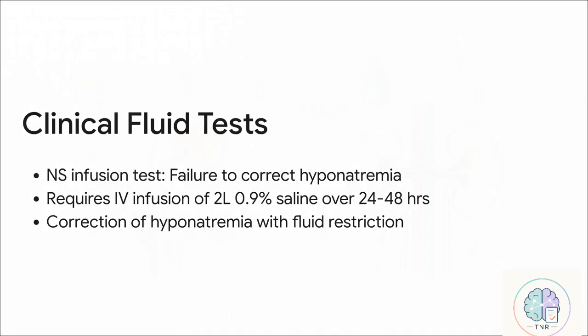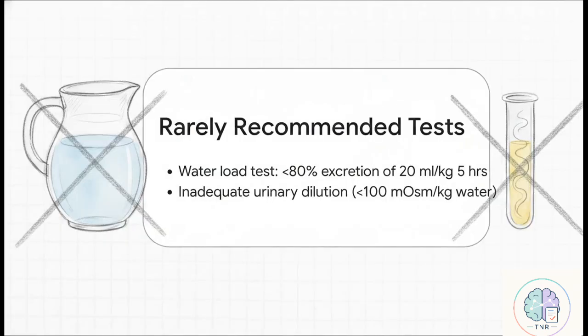In cases where you're still a bit uncertain, clinical fluid tests can be highly revealing. Let's say you give a patient with SIAD 2 liters of normal saline. It will actually fail to correct their hyponatremia. Why does that happen? Because the body just pees out the salt but inappropriately holds on to the water from the IV bag, which can actually worsen their sodium levels. Conversely, simple fluid restriction will successfully correct the hyponatremia simply because you are cutting off the external source of that excess water. Just a quick historical note here.